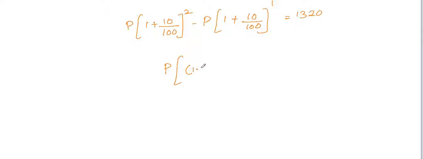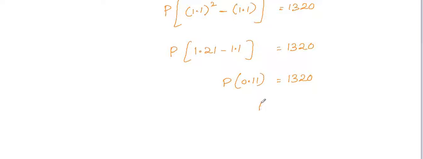So 10 by 100 becomes 0.1, so 1 plus 0.1 becomes 1.1, whole square, minus 1.1. So we have taken P common. So 1.1 whole square becomes 1.21 minus 1.1. So 1.21 minus 1.1 becomes 0.11. So P is equal to 1320 divided by 0.11. So if you divide that, we will get 12,000 rupees.